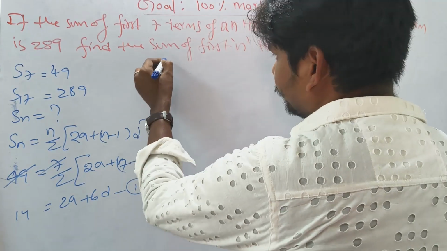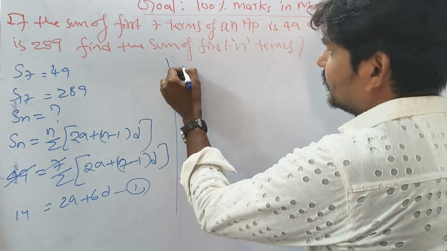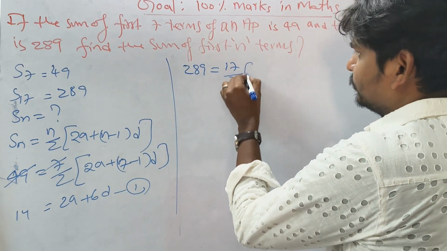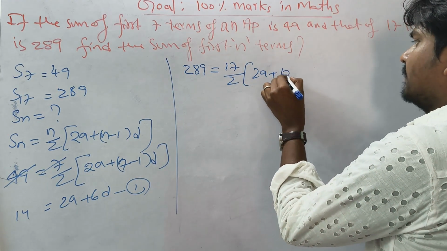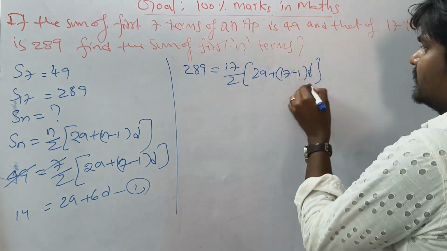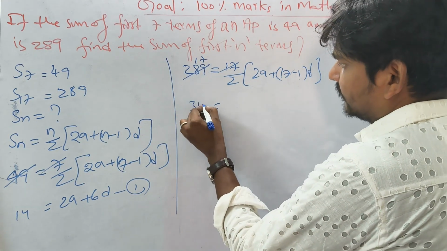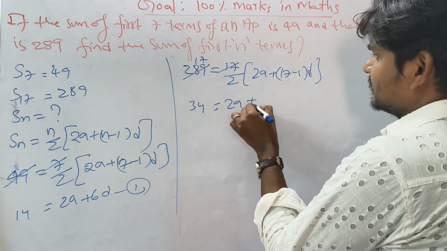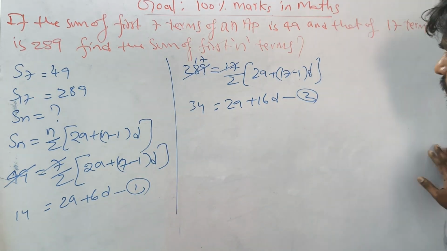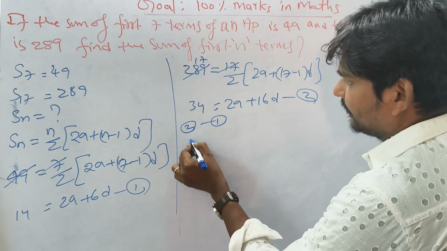Now substitute in the same formula the sum of the first 17 terms. The 17 terms sum given is 289, equal to 17 by 2 into 2a plus 17 minus 1 into d. Again the 17 cancels, and 2 into 17 is 34. Now 2a plus 16d is equal to 34. This is equation 2. Now subtract equation 2 minus equation 1. Then see what will happen.